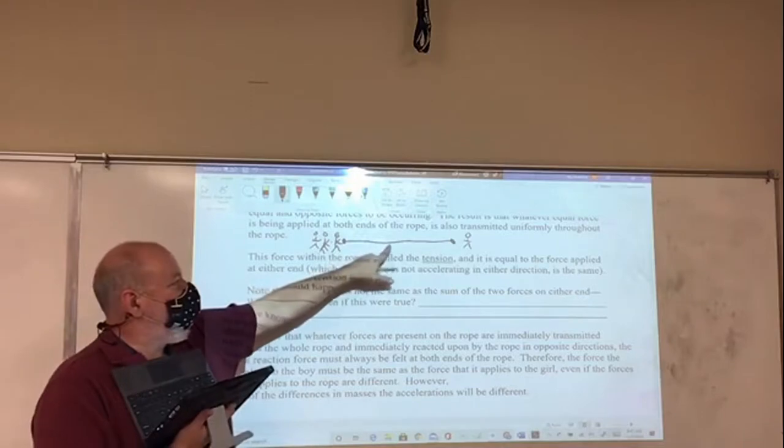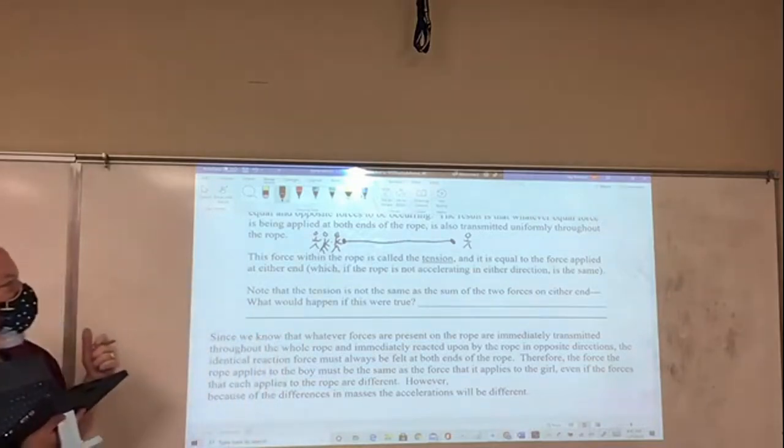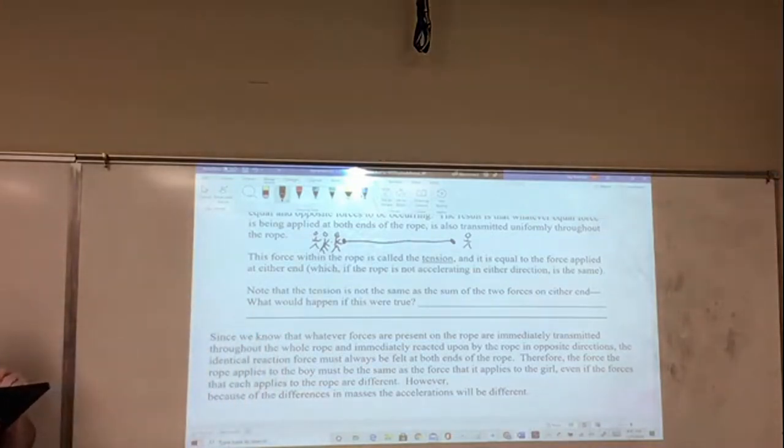What would happen to the rope if the force of tension within the rope was the sum of the two forces on either end? Suppose I've got 100 newtons applied here, and I've got 100 newtons applied here.